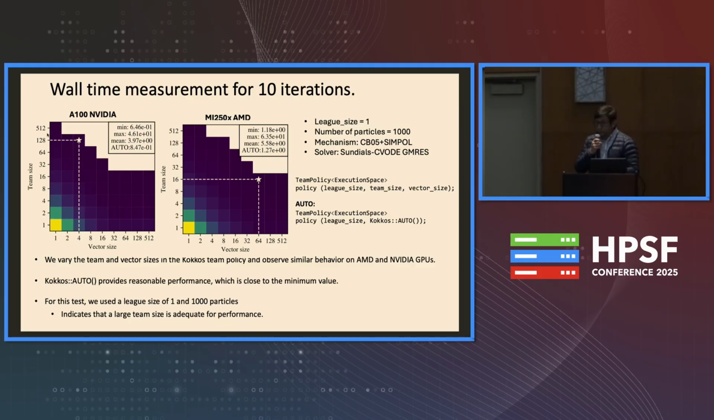One interesting thing is that when we use Kokkos Auto, it actually gives a really good value, very close to the mean value, which I really like because we don't need to worry about these parameters. Another interesting thing was that when we tested this on NVIDIA and on AMD, we saw very similar behaviors. That's also nice for us, so we don't have to worry about the backend. And as I mentioned, because we are using just one evaluation, it seems that as a default we can use either Kokkos Auto or just use a big team size.